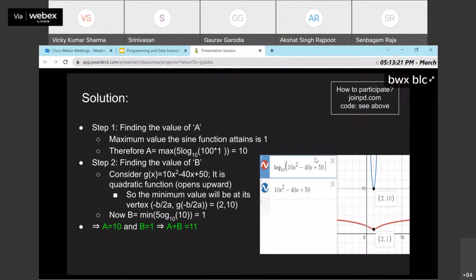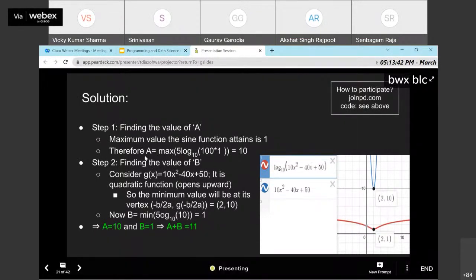So here let's divide this in steps. Step one will be finding the value of A. As Gaurav was telling, what is the maximum value a sine function can attain? It's 1, right? Even Gaurav was telling that when sine becomes 90, it becomes 1. So Gaurav took 1 for that particular value, and even I did the same thing. You see here, A is equal to the maximum of 5 log of 100 times modulus of sine. The maximum value was 1, so we could have taken that as 1. So 100 times 1 is 100. So log of 100 to the base 10 is nothing but 2. So that gives me 5 times 2, which is nothing but 10. So my A is 10.